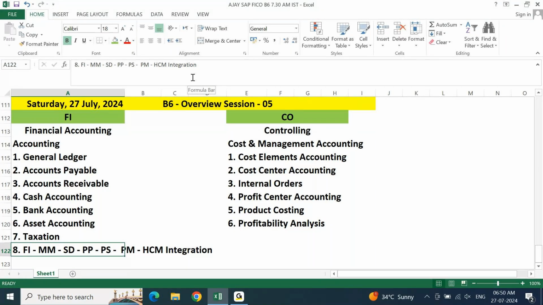Accounts payable, in short, it is AP. Accounts receivable, in short, it is AR. In short, let me write. GL we usually represent as GL. Those who are not talking, please go on mute.